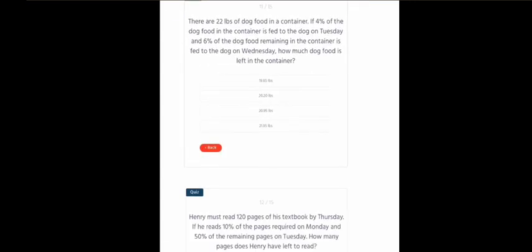Number 11. It says, there are 22 pounds of dog food in a container. If 4% of the dog food in the container is fed to a dog on Tuesday, and 6% of the dog food remaining in the container is fed to a dog on Wednesday, how much dog food is left in the container? This is an interesting question. First thing we're going to do, let's figure out how much is taken out on Tuesday. 22 is my total. I want to know what 4% of 22 is, so I can know how much was used and how much is left.